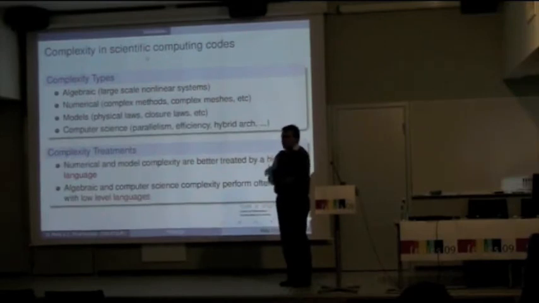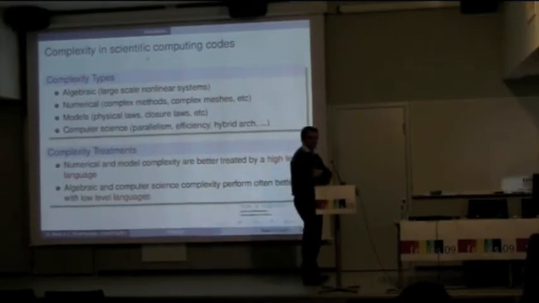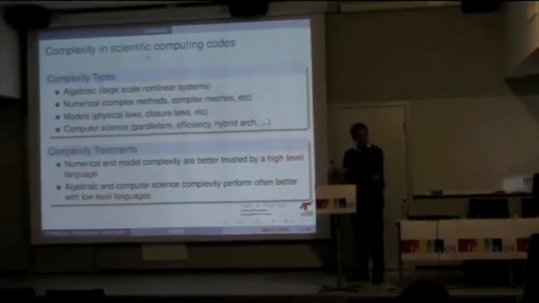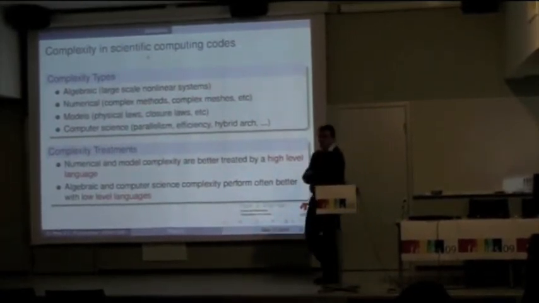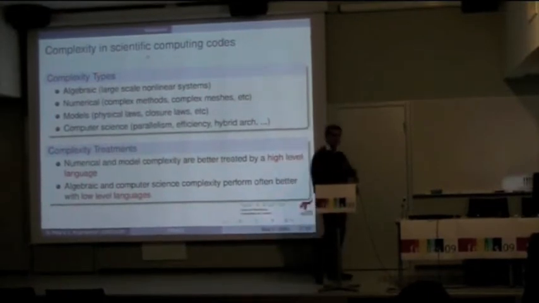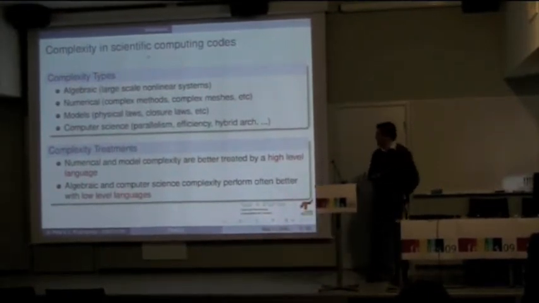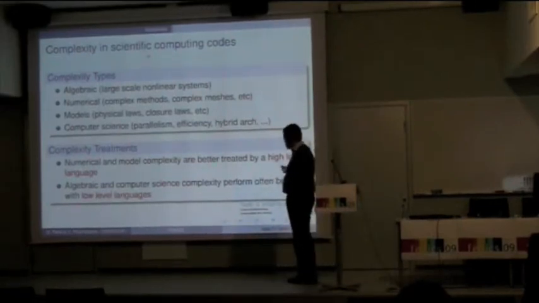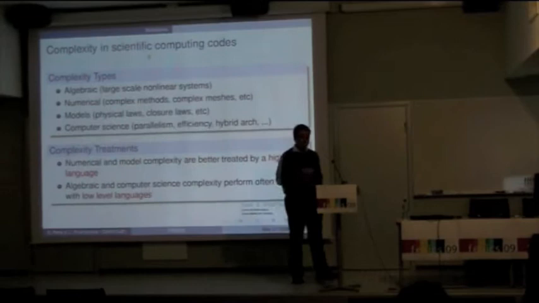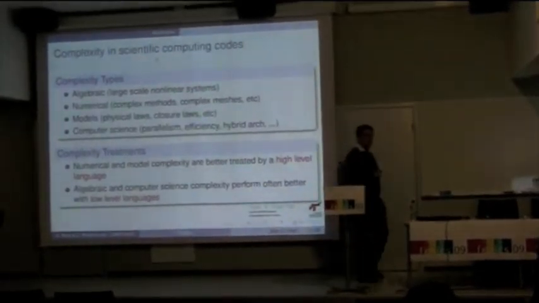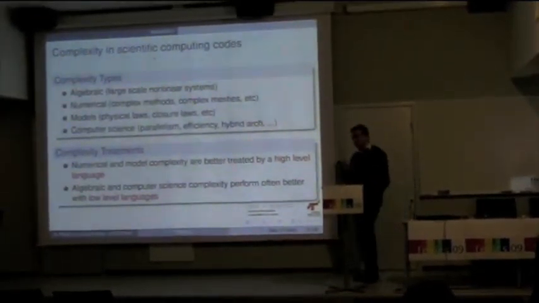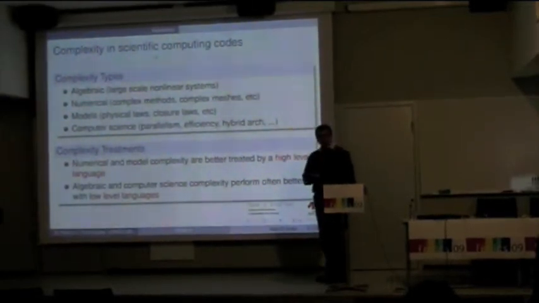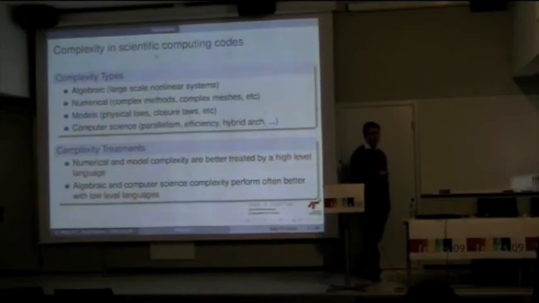And typically, the way you would treat these complexities, for numerical and model complexity, you would typically use a high-level language with high-level abstraction. Whereas where you need the performance, you would use low-level languages when you need to get close to the machine, to the memory layer, to the CPUs. That would be for the algebraic and computer science complexities.